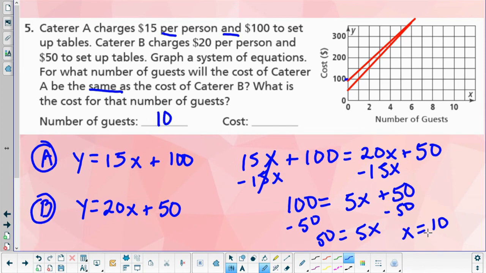And the cost at that point, if we substitute 10 into either equation, it doesn't matter. I'm going to substitute into this one. 20 times 10 is 200 plus 50. The cost will be $250.